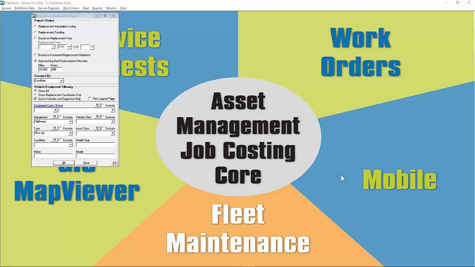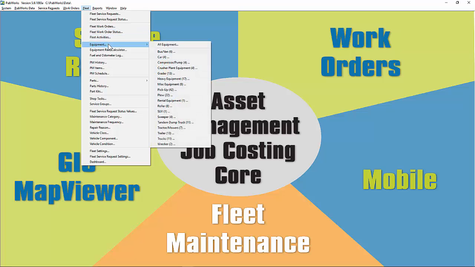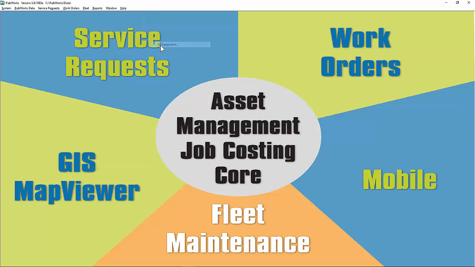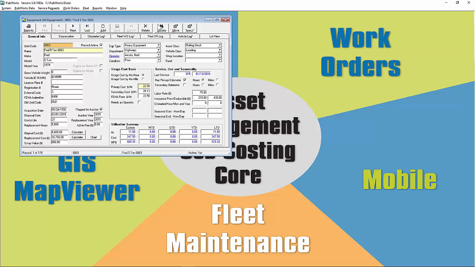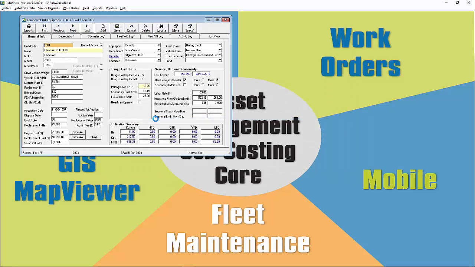Our last segment on vehicle replacement takes us back to Unit 1301, that Chevy 2500 pickup we looked at earlier. Let's close this reporting screen. Click the Fleet menu, go down to Equipment, out to All Equipment. Let's locate 1301. Double click on the row for the Chevy 2500. And there's our pickup truck.